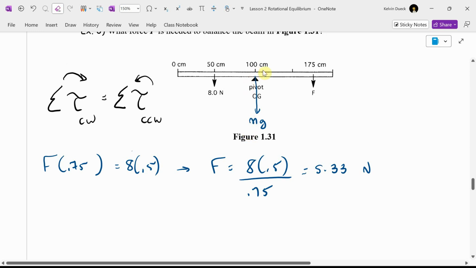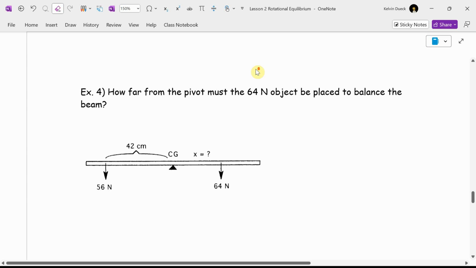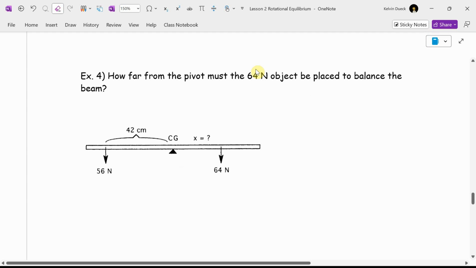How far are we from the pivot? It's from the pivot. And here's the beautiful thing. We're going to move that pivot around wherever it makes the most mathematical convenience. There might not even be a pivot point at that location. We can pretend one is there if it makes the math easier. Example 4, how far from the pivot must the 64 Newton object be placed to balance the beam?